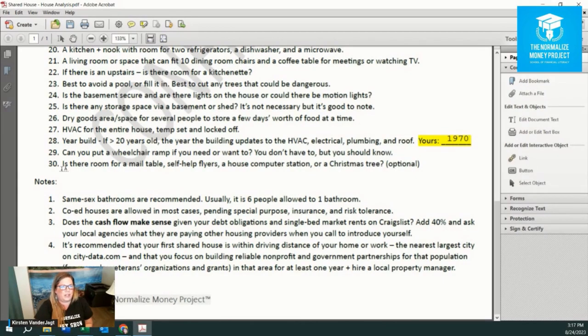A computer station, not entirely necessary, but it is good to have if they need to coordinate with, let's say they don't have a cell phone and they're going to college. Maybe they do have a cell phone, but they still need a computer, right, to do homework. That's something nice to have, a house computer station.